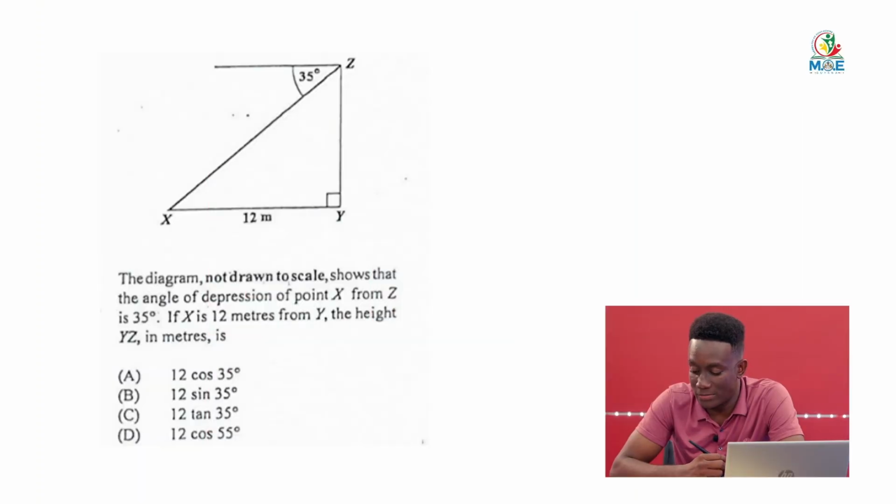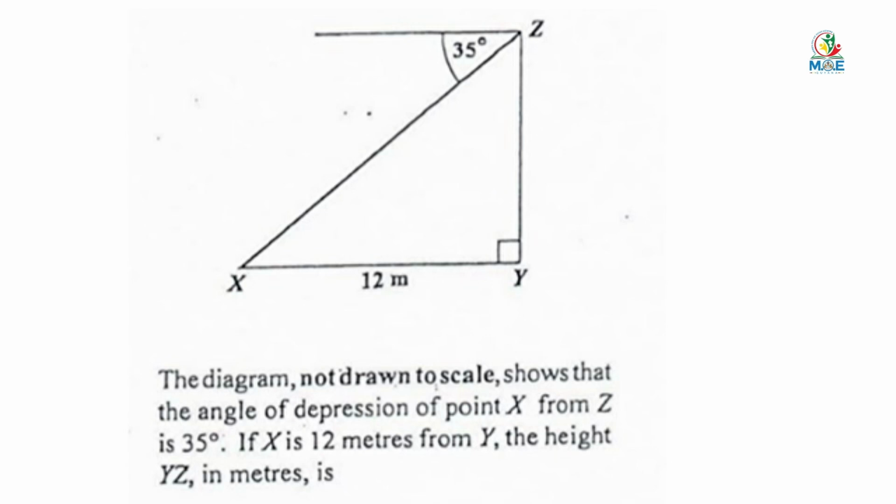So we have another diagram. The diagram, not drawn to scale, shows that the angle of depression of a point X from Z is 35 degrees. If X is 12 meters from Y, the height YZ in meters is, so YZ would be this line here. So you want to find that.